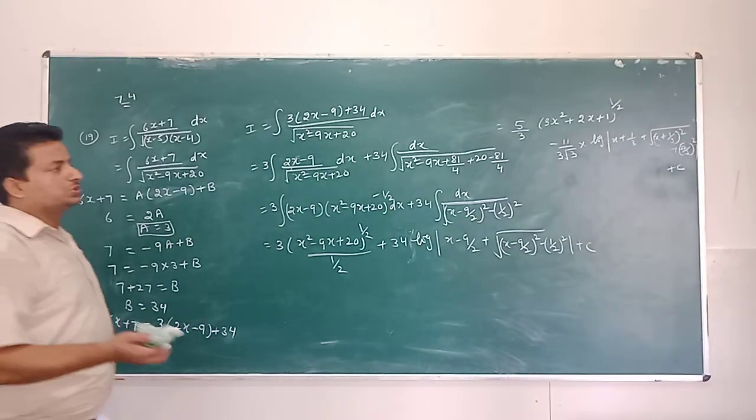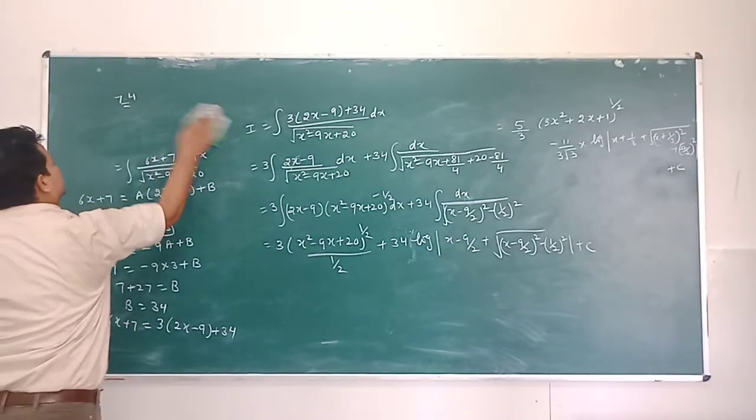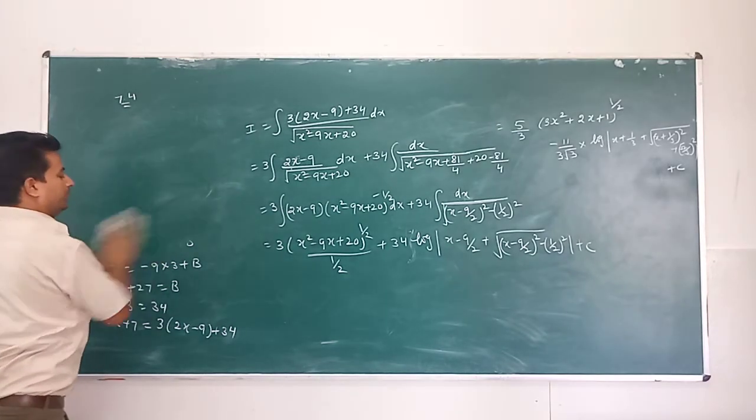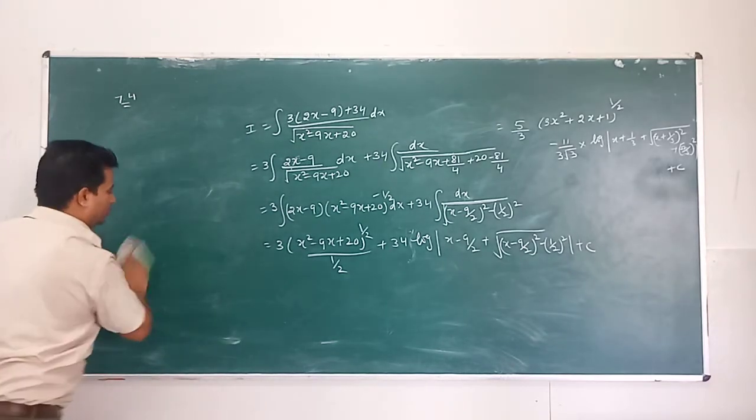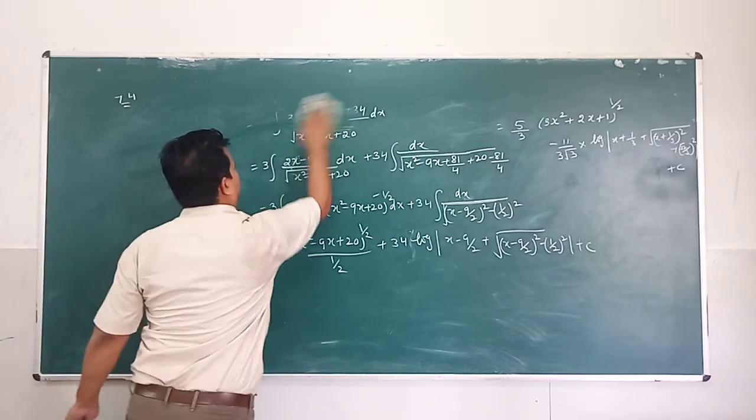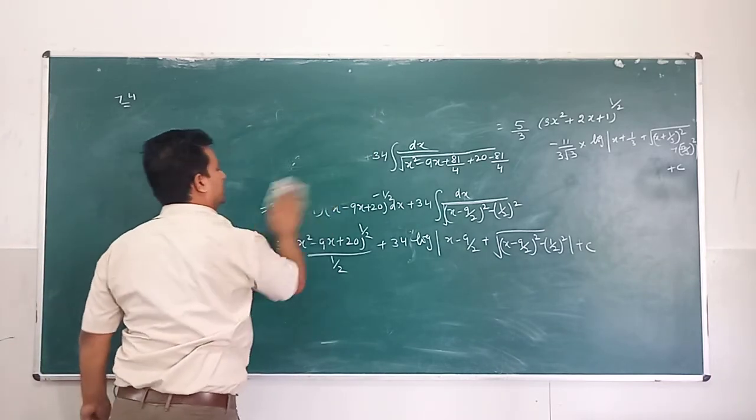In all these questions we use the same method, the same way. Put numerator equal to a into derivative of denominator plus b.